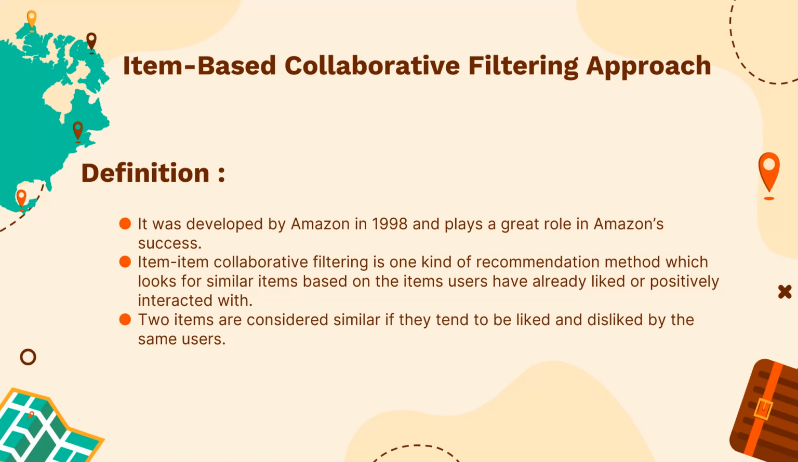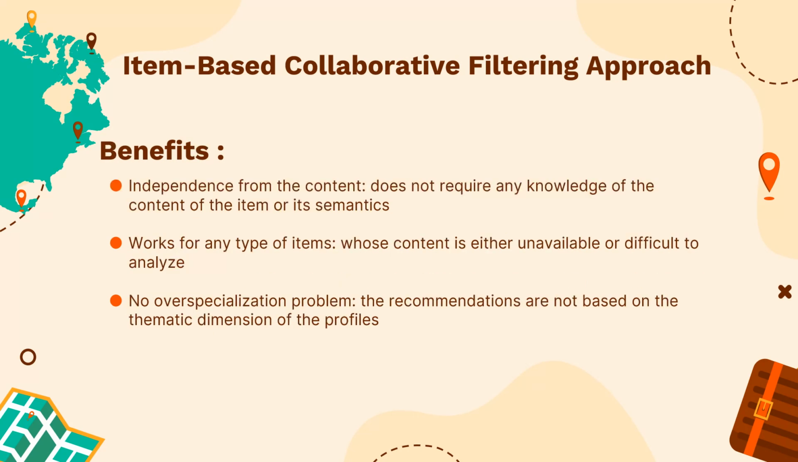It was developed by Amazon in 1998 and plays a great role in Amazon's success. It relies on the assumption that two items are considered similar if they tend to be liked or disliked by the same users. Since a key benefit of the collaborative filtering approach is that it does not rely on analyzing the content of items, it is capable of accurately recommending complex items like tourist destinations without understanding the item itself.